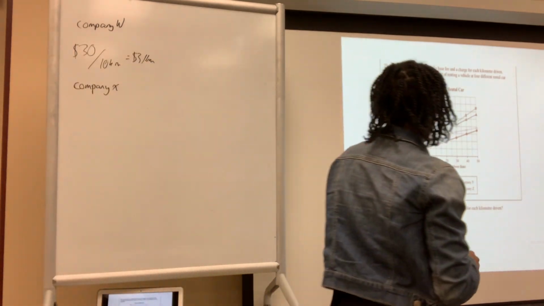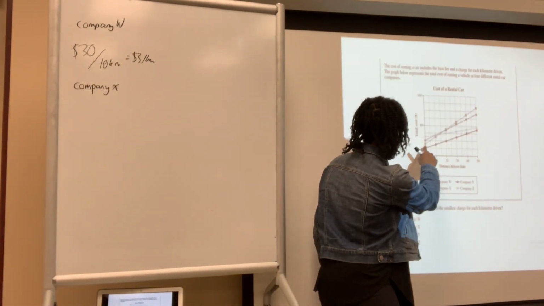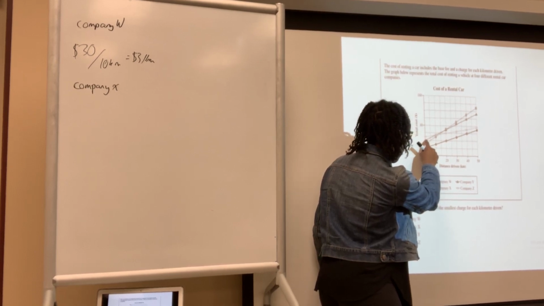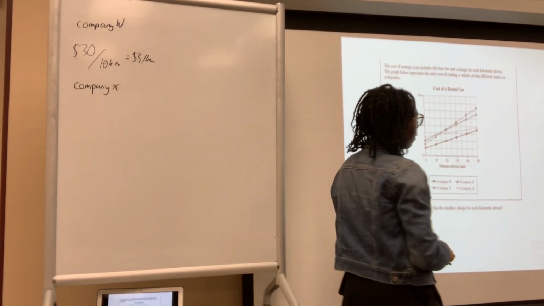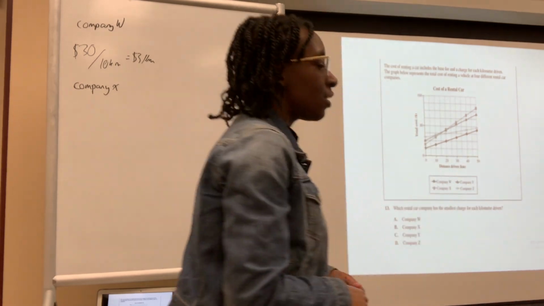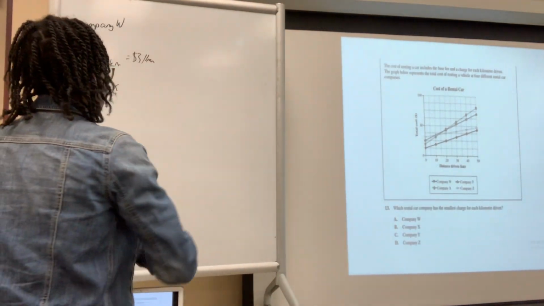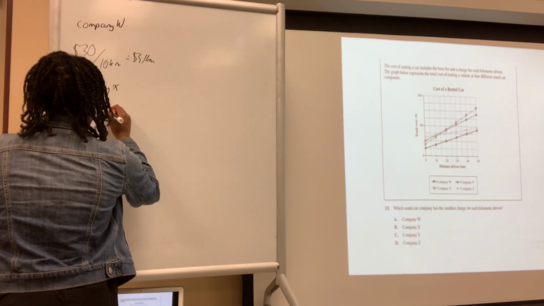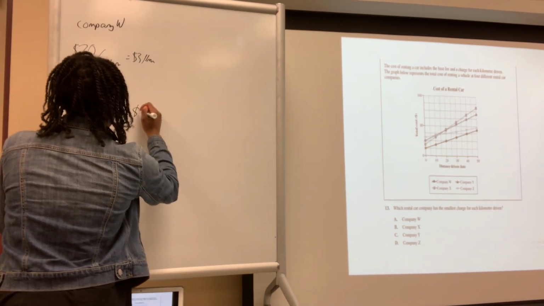Again, for company X, it starts at 25 and it goes up by 10 and another 10. So that's 35. So 35 minus 25 is 10. So that's $10 per 10 kilometers, which is equal to $1 per kilometer.